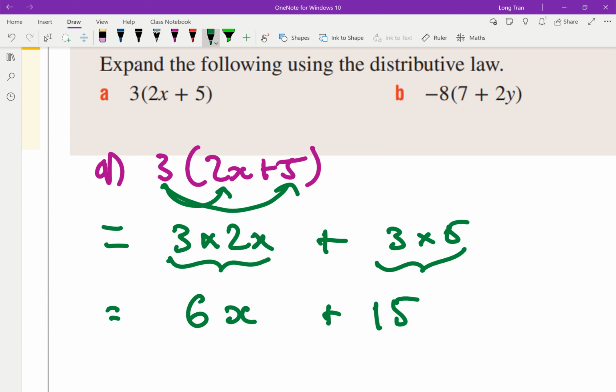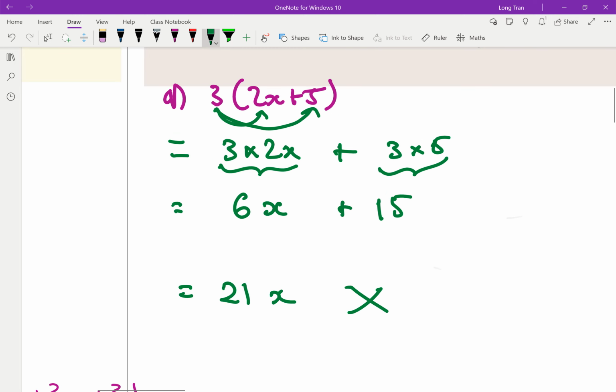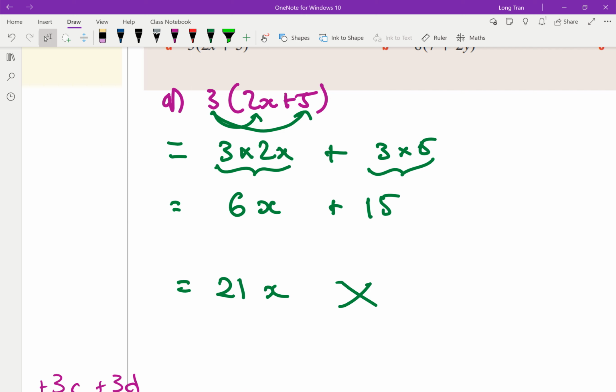Now, this is where the mistake is. No, you can't write 21x. Why? This is wrong. Why can't you do that? This is now going back to 5c. Why can't I just say 6x plus 15 is 21x? Why can't I? Because they're different terms. This is a group of x. I've got 6 of these x's, and here it says 15. I don't have 15 x's. Okay, if it said 15x and 6x, then your answer would be 21x.